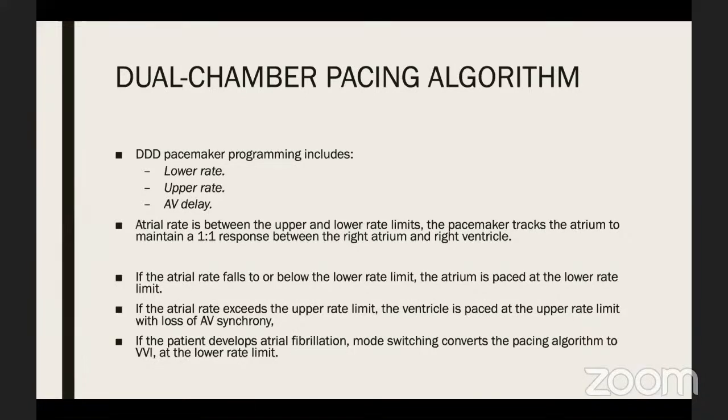And if the atrial rate exceeds the upper rate limit, the ventricle is paced at the upper rate limit with loss of AV synchrony. And if the patient develops atrial fibrillation, the mode directly switches to the VVI mode at the lower rate limit we set.